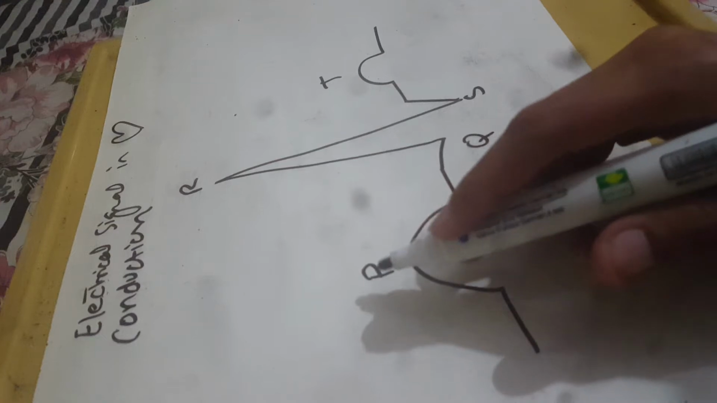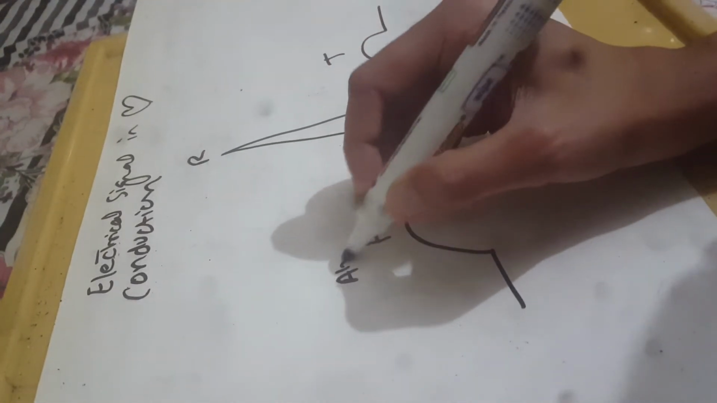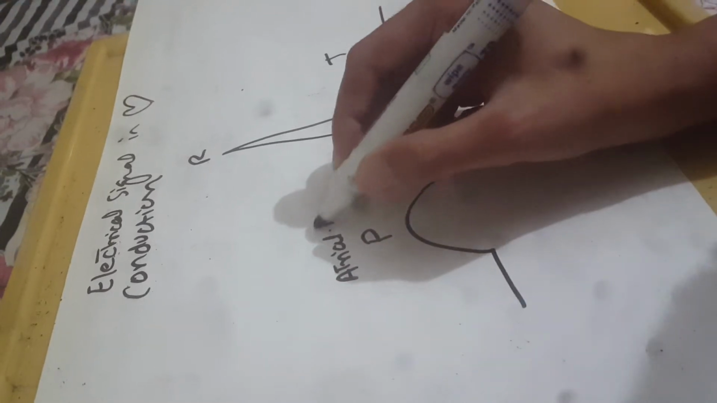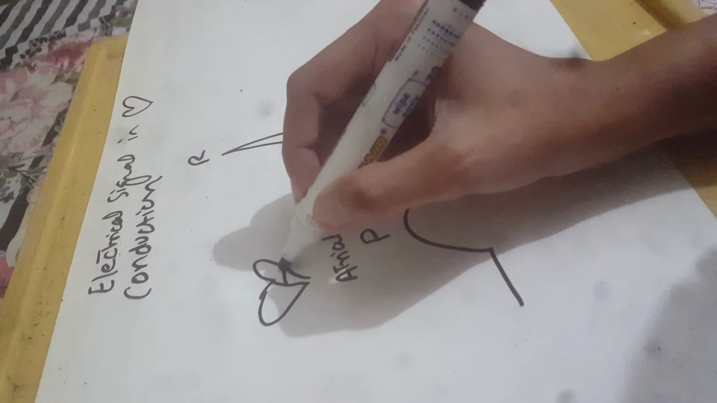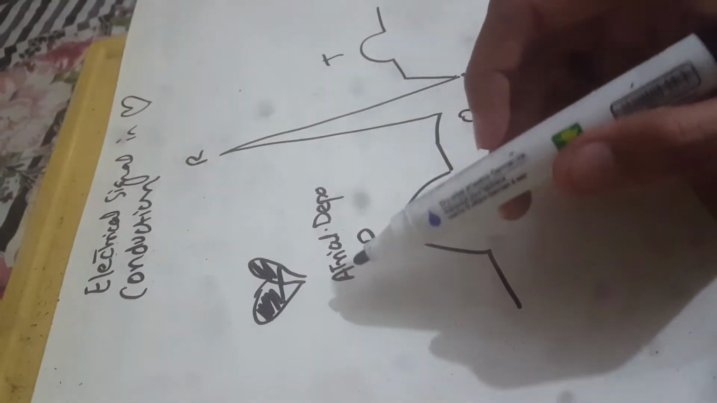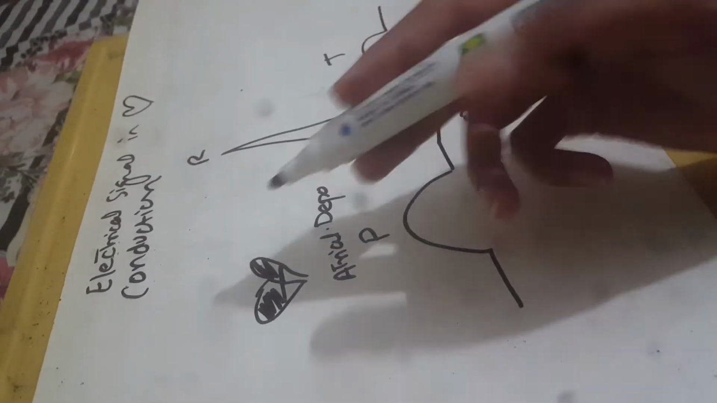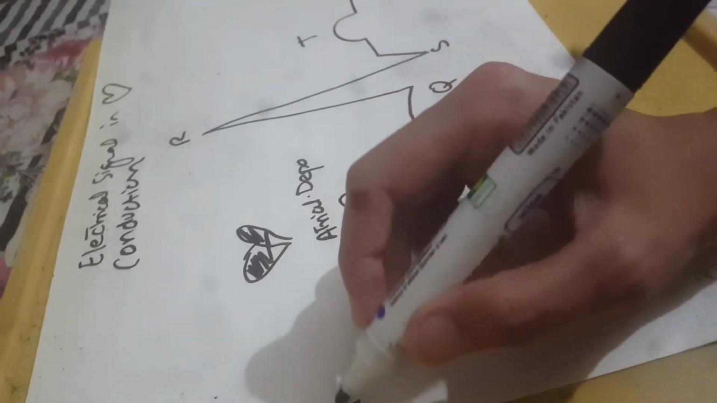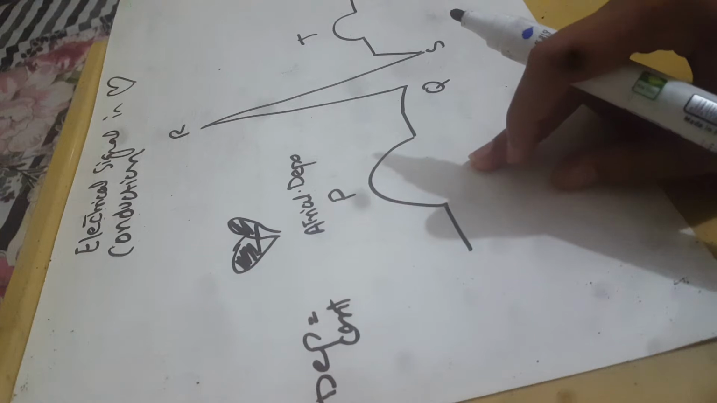This is the P wave where the atrial depolarization takes place. What happened here? Atrial depolarization. This is the heart and the upper portion is the atria. Here the atrial depolarization is taking place, right? What does it mean by atrial depolarization? When the atria is contracting. Remember, depolarization is equal to contraction. Atrial depolarization is taking place over here.